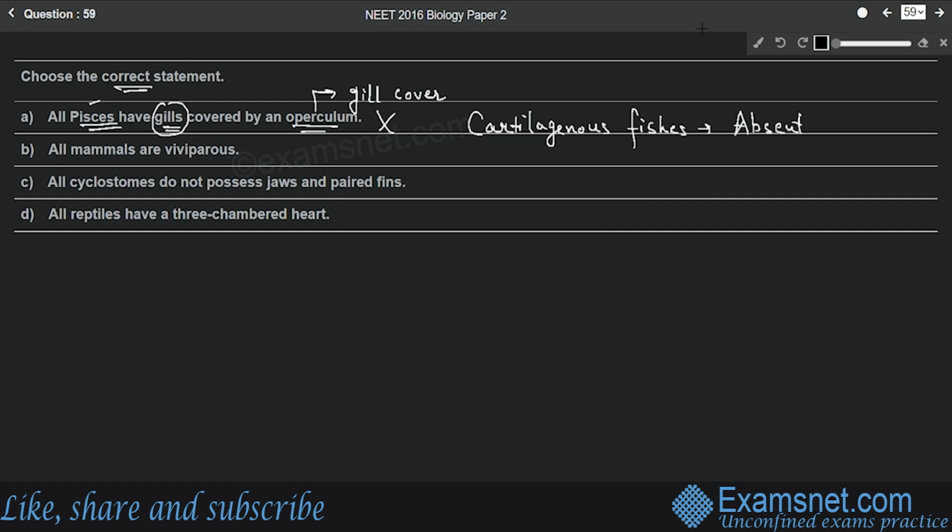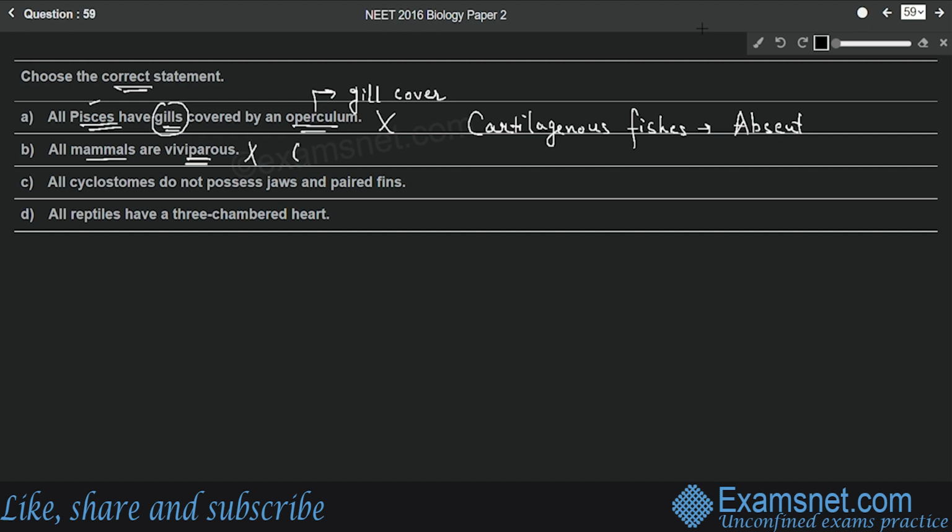Then we come to the second statement. It says all mammals are viviparous. Viviparous means they give birth to young ones. They do not lay eggs, right? So in general, mammals are viviparous. But this is not always true because there are some exceptions. So this is also an incorrect statement.